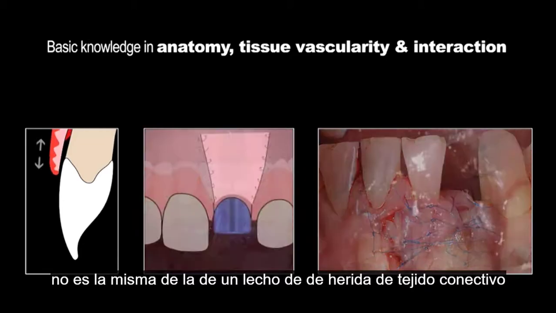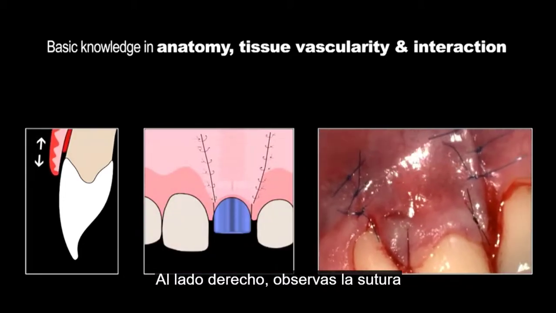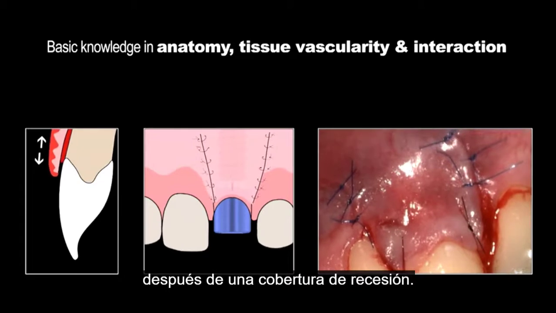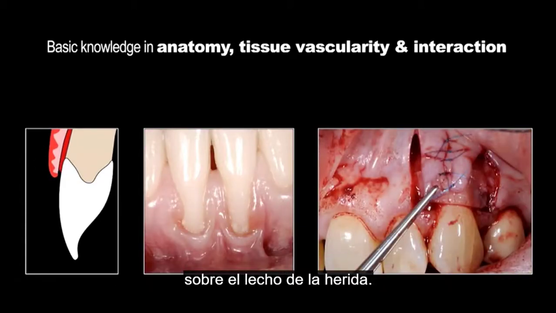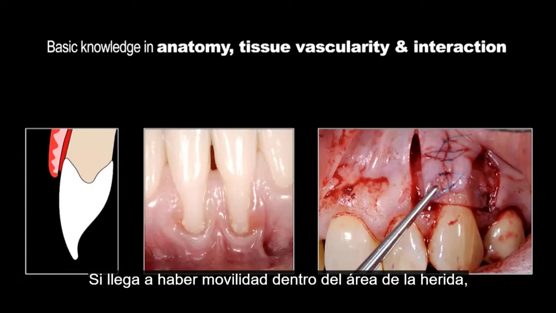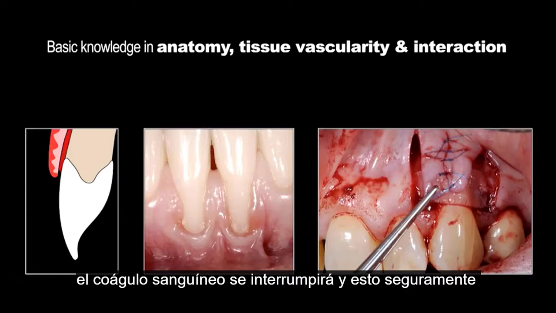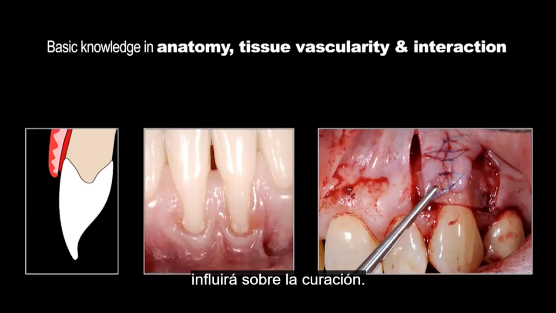On the right side, you see the suturing after a recession coverage. Several sutures that firmly fix the flap on the wound bed. If there is mobility in the wound area, the blood clot will disrupt, and this will for sure influence the healing.